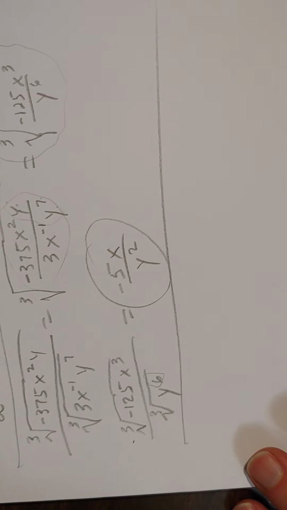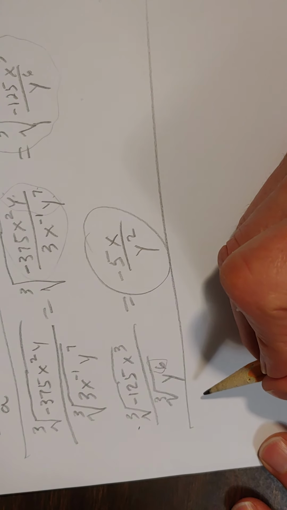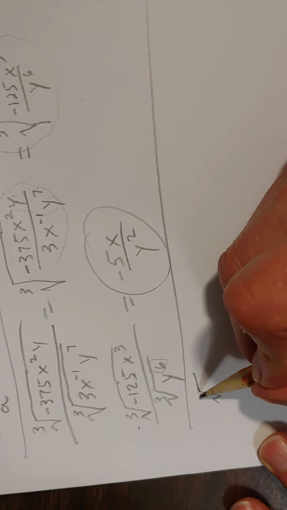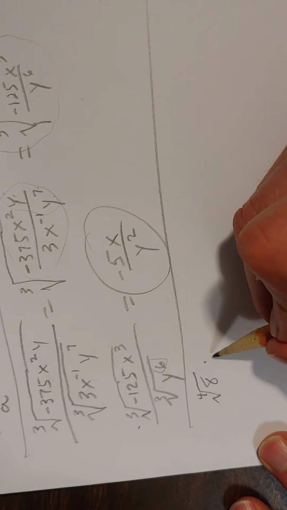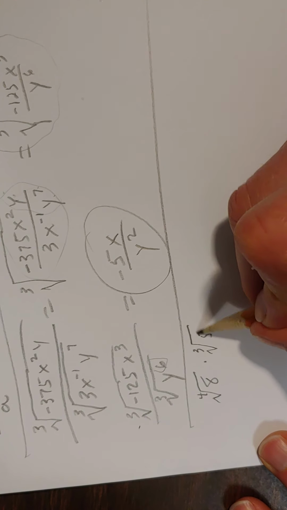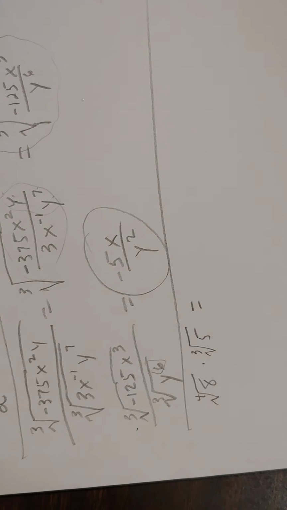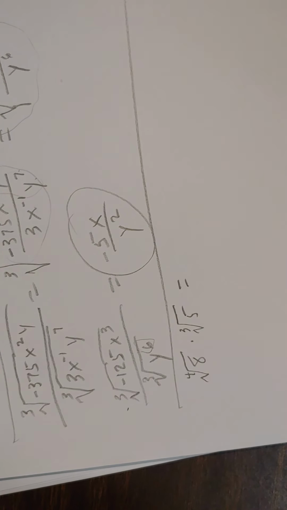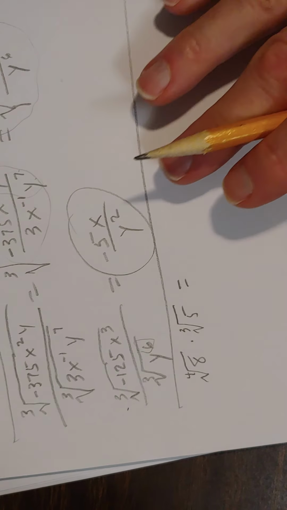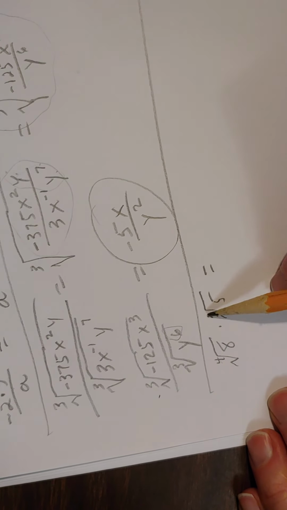The title says multiplying radicals with unlike indices. So suppose we were to multiply and simplify the fourth root of 8 times the cube root of 5. Notice the indices are not the same. I can't write this as one root and multiply 8 times 5 together, because they're not the same index.